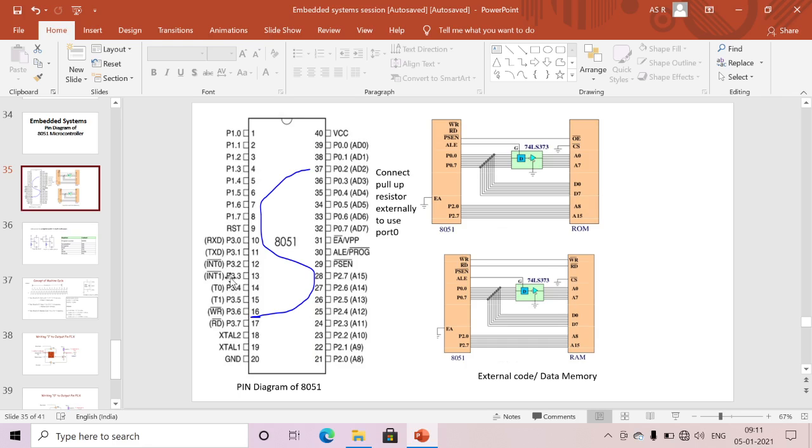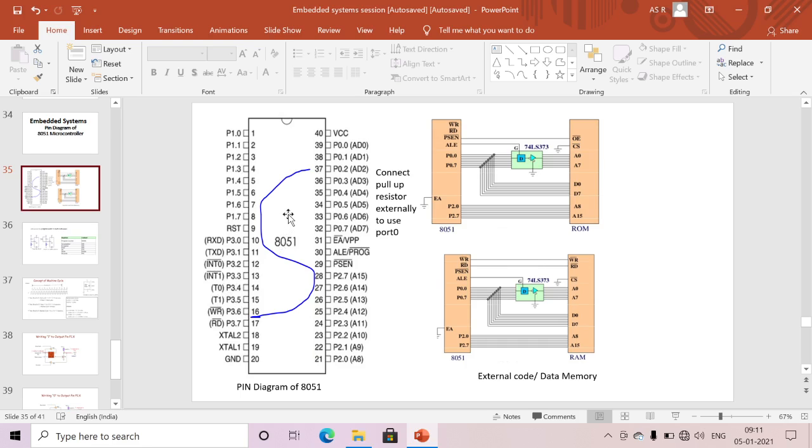Port 3.2 and 3.3 are interrupt 0 and interrupt 1. For example, if I want to do any service upon an external interrupt, I can use these two pins. On any clock change or any edge trigger, when we need to do an external service, I can use interrupt 0 and interrupt 1. Next one is timer 0 and timer 1. These are port 3.4 and 3.5, timer 0 and timer 1.